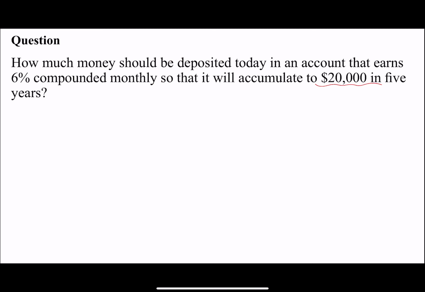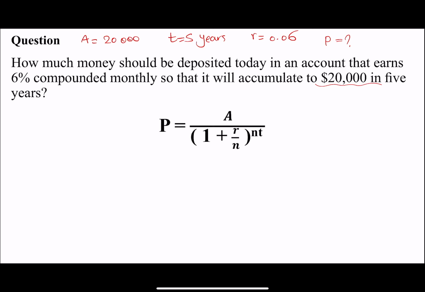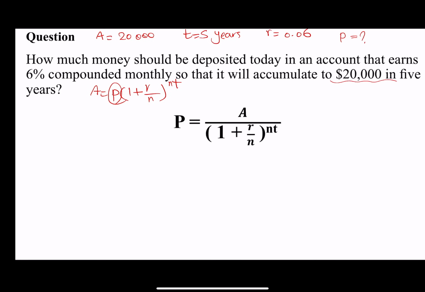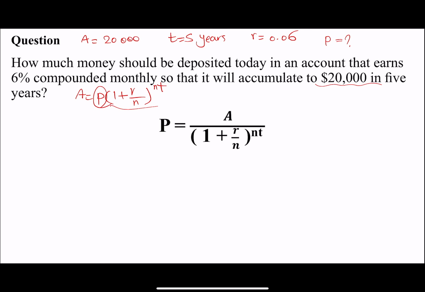So here you have the future value. Future value is 20,000. You have time, 5 years. You have r of 0.06 and want to find the principal. So principal is future value over this bracket, because we know that future value is principal times (1 + r/n) to the power of nt. Now you want to find P, so you divide both sides of the equation by this bracket.